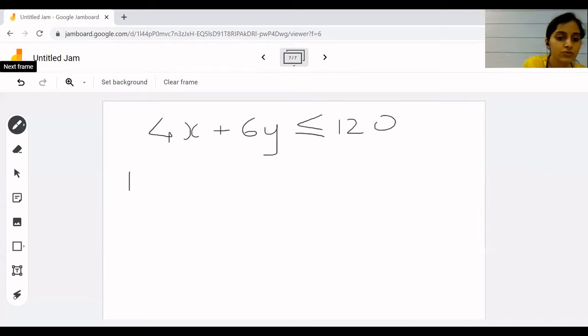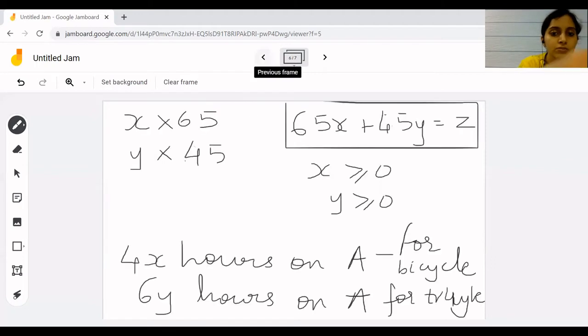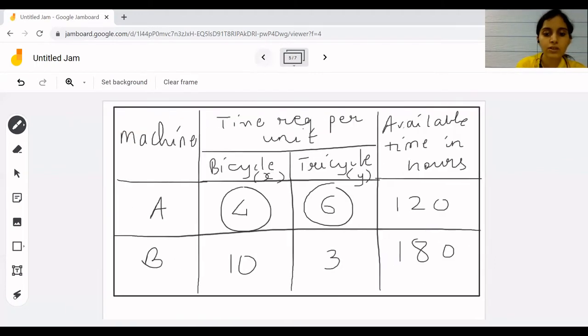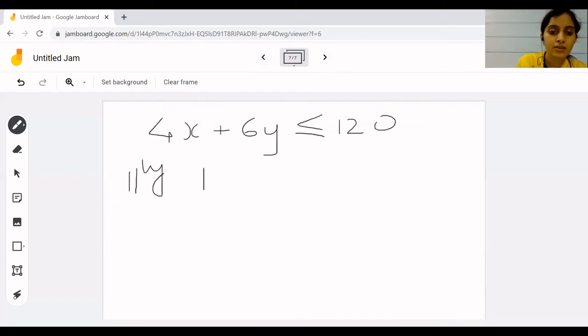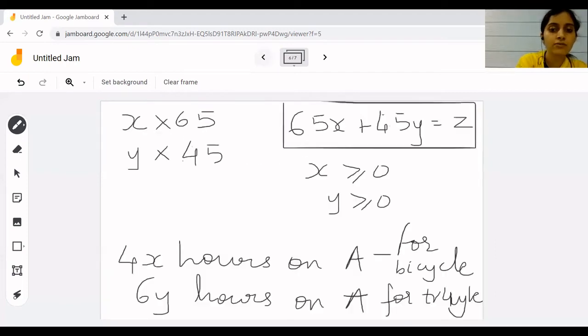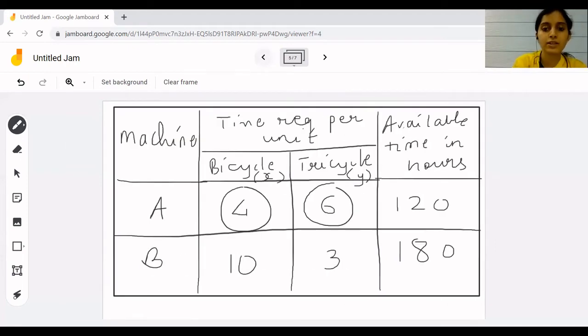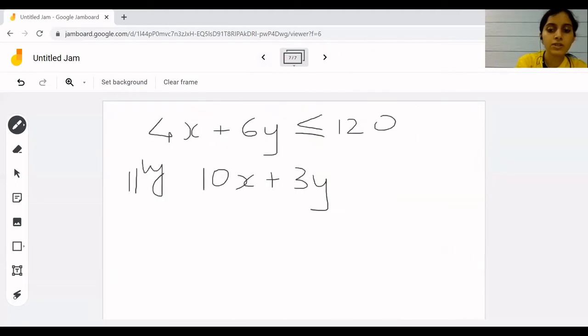Similarly, we can do it for machine B. So now look at machine B. How many hours does it give to the bicycle? 10 hours. So 10x hours would be for x bicycles and 3 hours for the tricycle. So 3y hours would be for the tricycle. So 10x plus 3y. Now, how much time do I have on machine B? Total time 180 hours. So this would be less than or equal to 180.